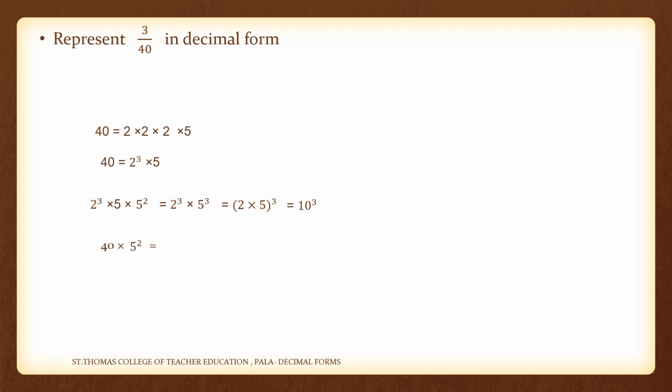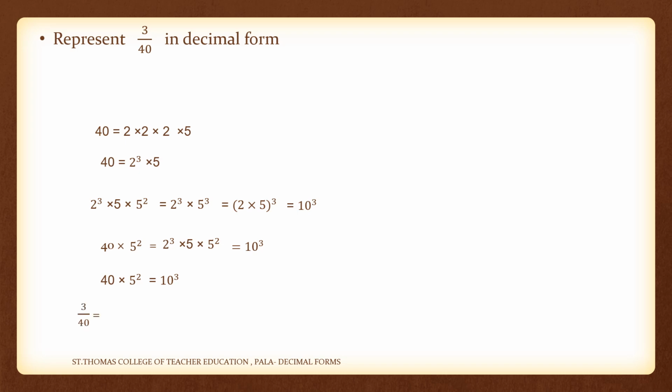So if we multiply 40 with 5 square, what we will get? 2 cube into 5 square, and we found that the answer of this is 10 cube. So see, by multiplying the denominator with 5 square, we get 10 raised to 3. So we get 40 into 5 square equal to 10 raised to 3.